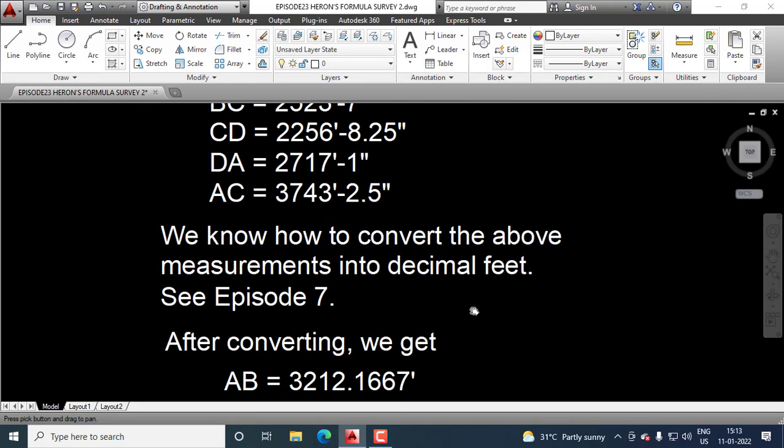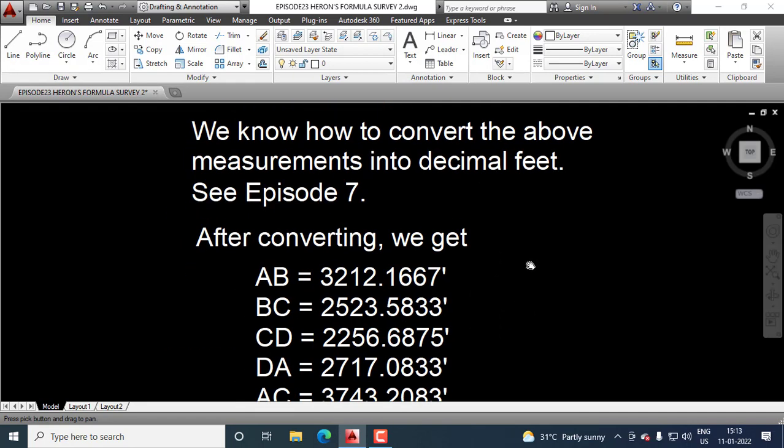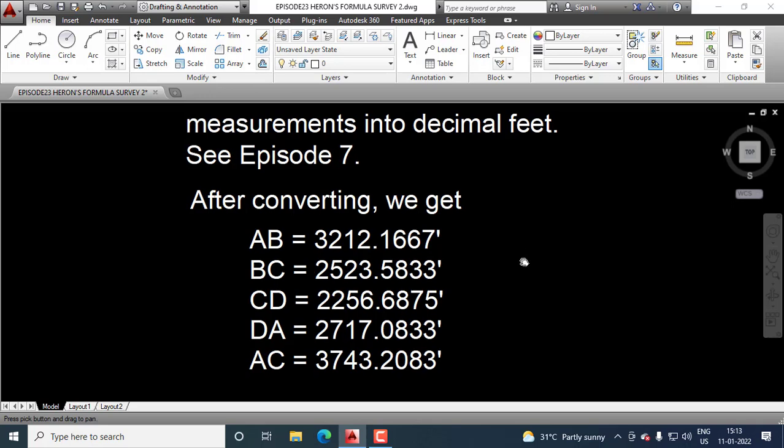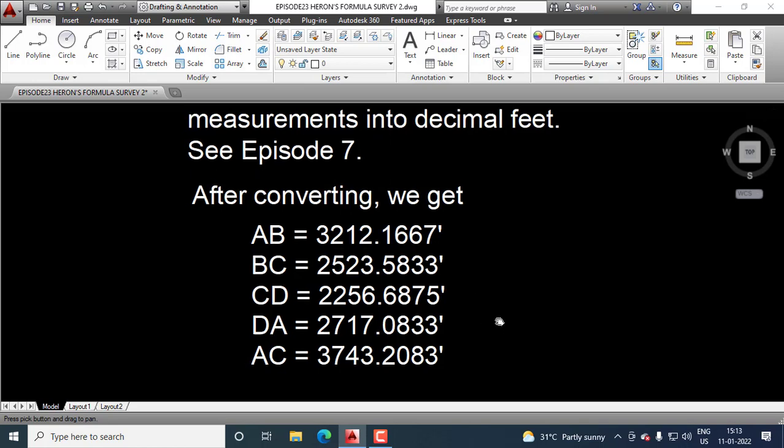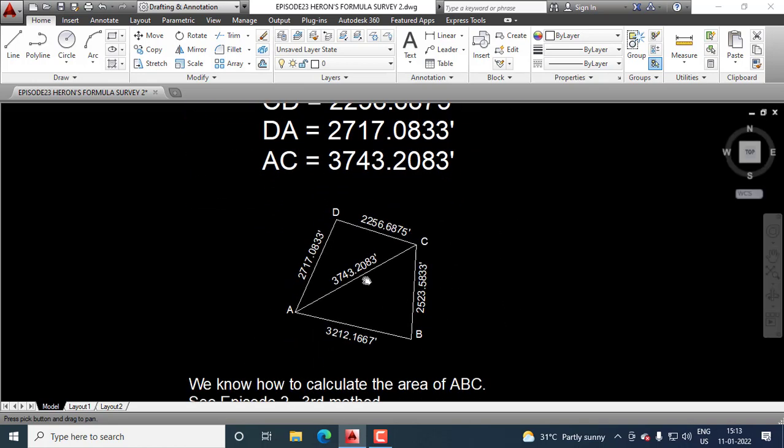We know how to convert the above measurements into decimal feet. See episode 7. After converting, we get these figures. These are all in feet, decimal feet. We record these measurements in their appropriate places.